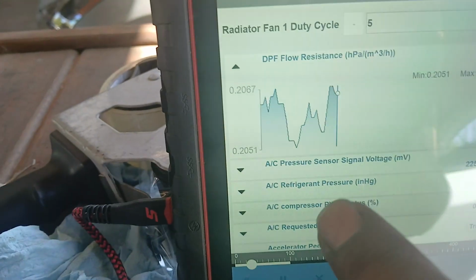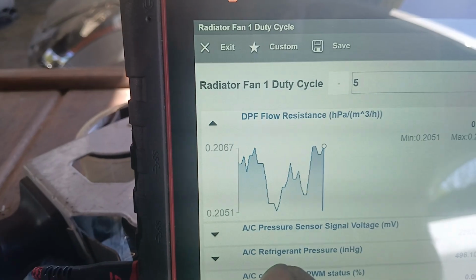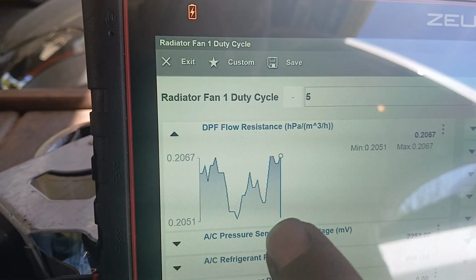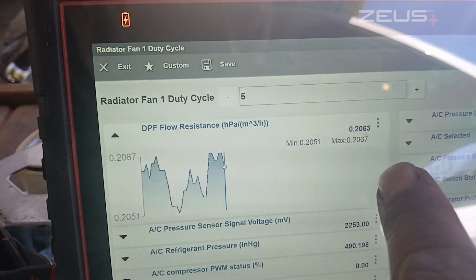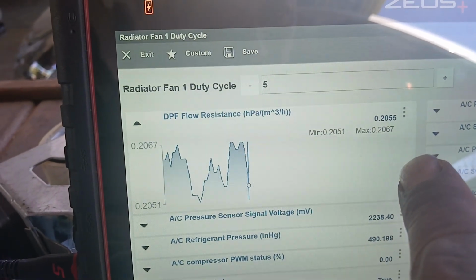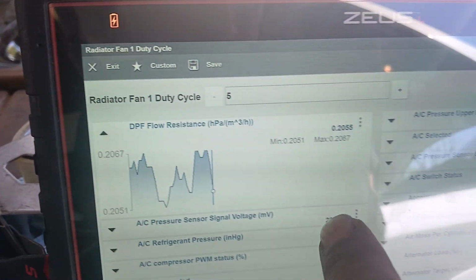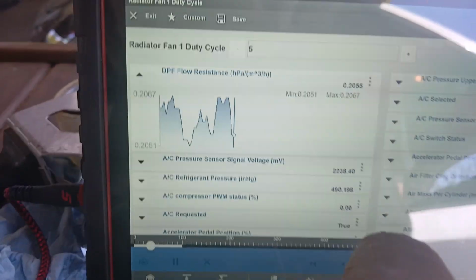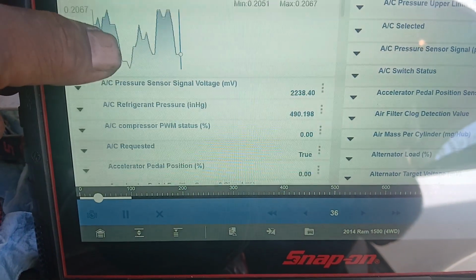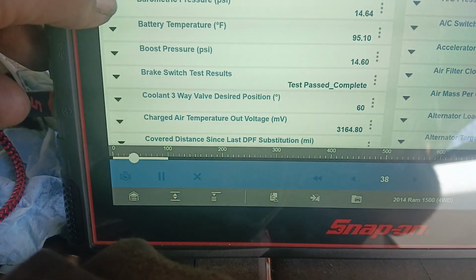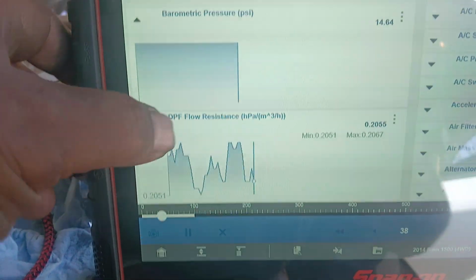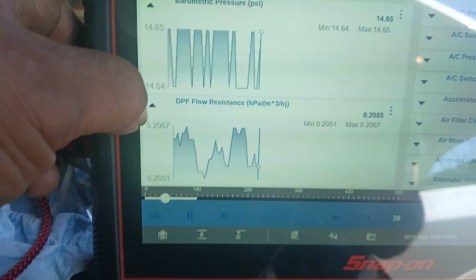I'm out here with this Ram, the 1500 skip. I want you to see DPF flow, and she is flowing. Barometer pressure still holding.